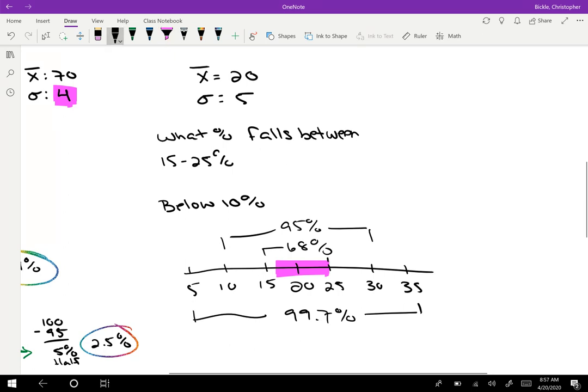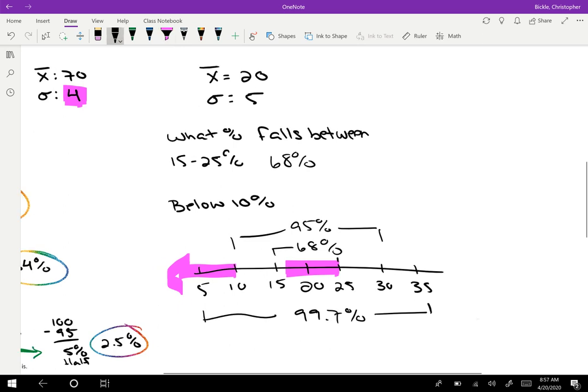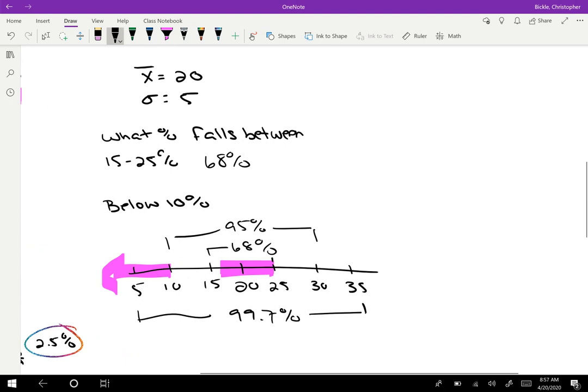So if they say, hey, between 15 and 25, that's right there. That's 68%, so 68% of your data is right there. They say, hey, how much of it falls below 10? Well, below 10 is here. I know that 95% falls here, same as the problem we did last time. So if I just wanted below that, this would be 2.5 and that would be 2.5.